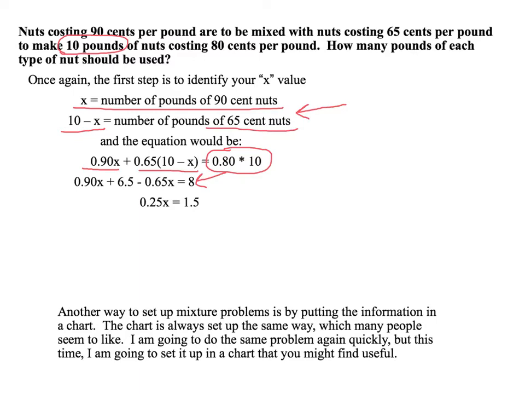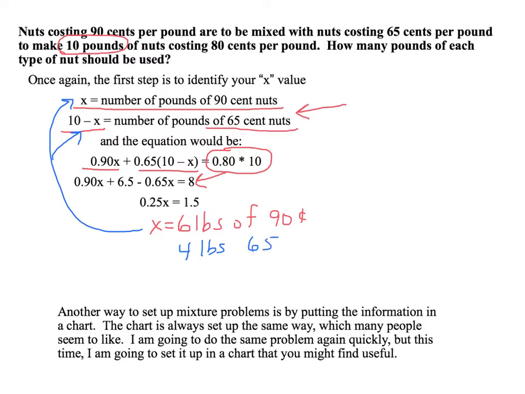You can see that I have gone through and done the math here, and I get an answer right now of 0.25x is equal to 1.5. If I go through and do the math now, I would get x is equal to 6. So I know that I need 6 pounds of 90-cent nuts. However, the question asked how many pounds of each type of nut should be used. So once again, I am going to go back to my labeling part. I know that I need 6 pounds of the 90-cent nuts, and that must mean that I need 4 pounds of the 65-cent nuts, because 10 minus 6 equals 4.